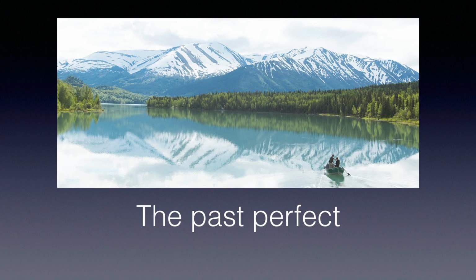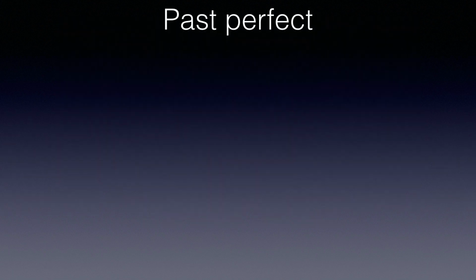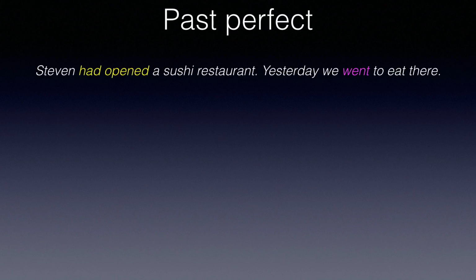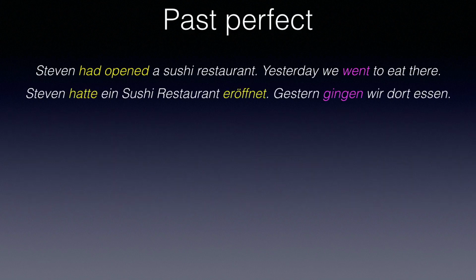Let's go on. Well, here we've got the past perfect. Now, past perfect, example number 1. Stephen had opened a sushi restaurant. Yesterday we went to eat there. Auf Deutsch, Stephen hatte ein Sushi-Restaurant eröffnet, schon was her, und gestern gingen wir dann dort essen.